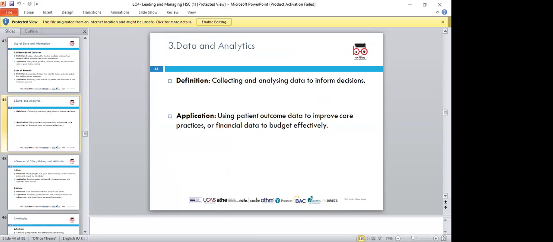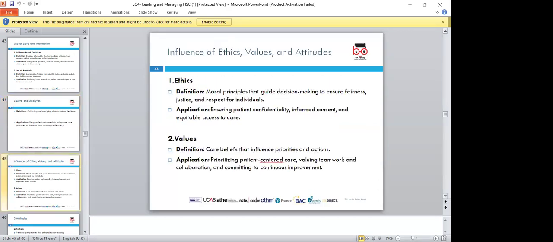And we have data and analytics. Definition: collecting and analyzing data to inform decisions. The application therefore will be using patient outcome data to improve care practices, or financial data to budget effectively. Okay.